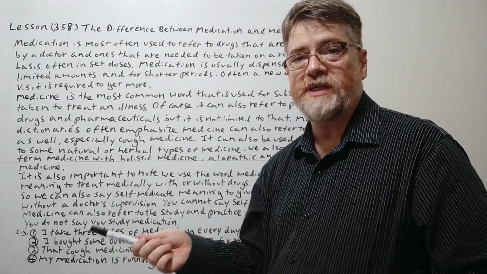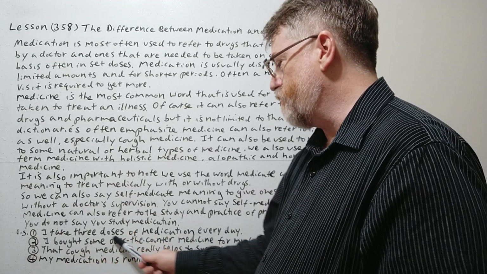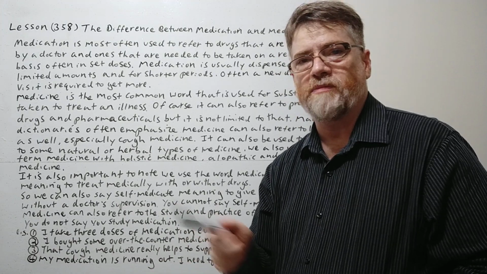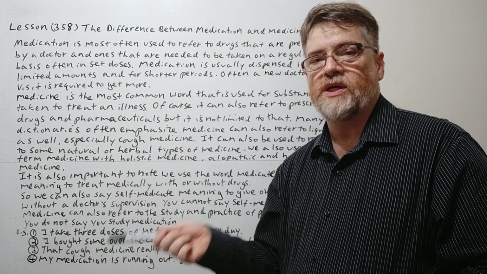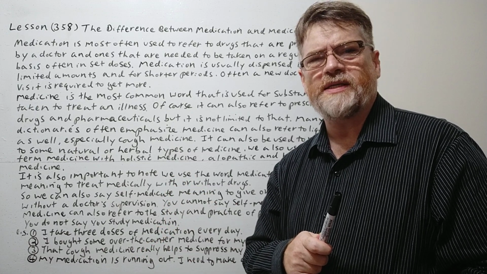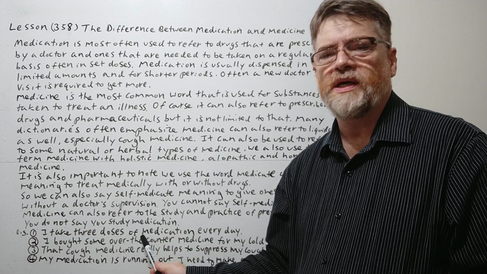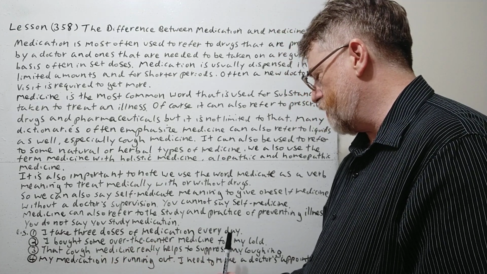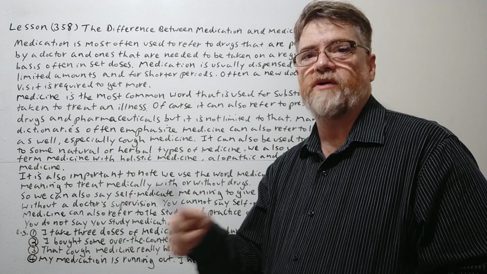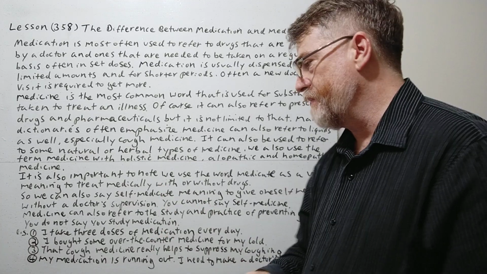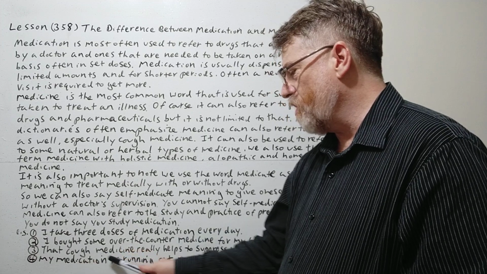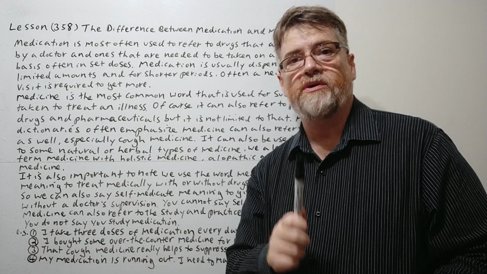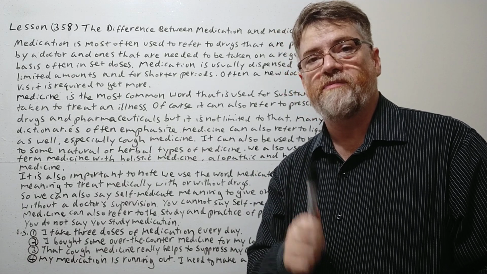All right, and let's just cover a few examples here. Example number 1, I take 3 doses of medication every day. Especially when you're talking about doses, you might be a little more likely to use the word medication. I take 3 doses of medicine every day. You might get away with it, but medication feels more suitable here. I bought some over-the-counter medicine for my cold. Again, we don't usually say over-the-counter medication. We say over-the-counter medicine. Number 3 here. That cough medicine really helps to suppress my coughing. Again, we don't usually say cough medication. We usually say cough medicine.